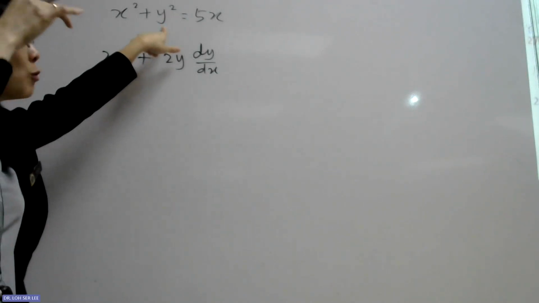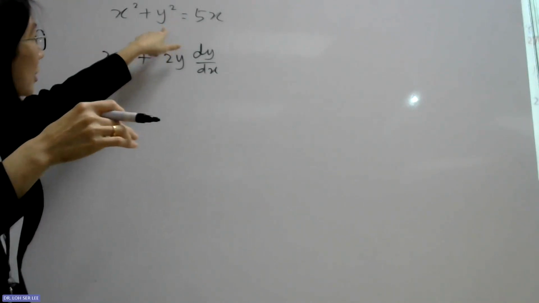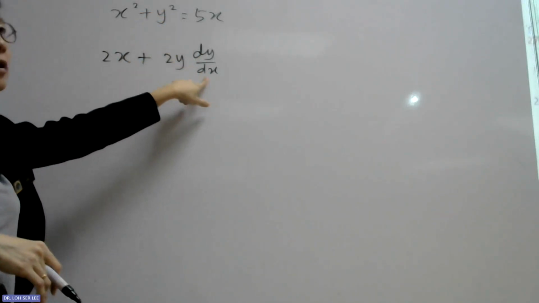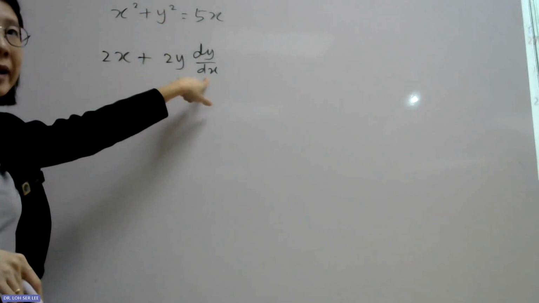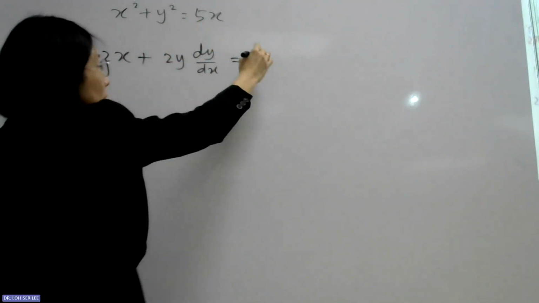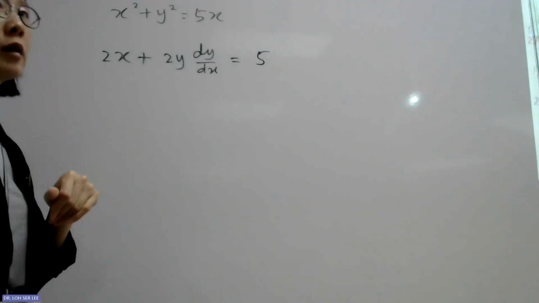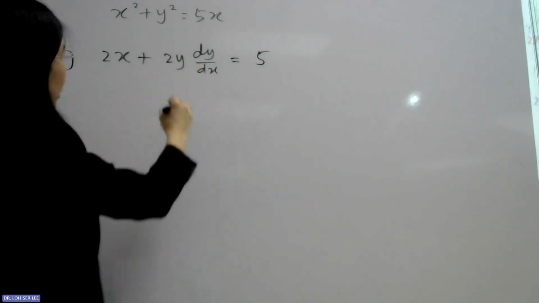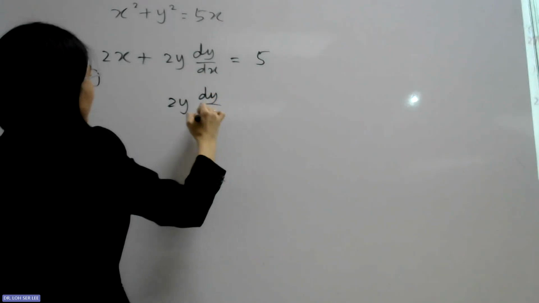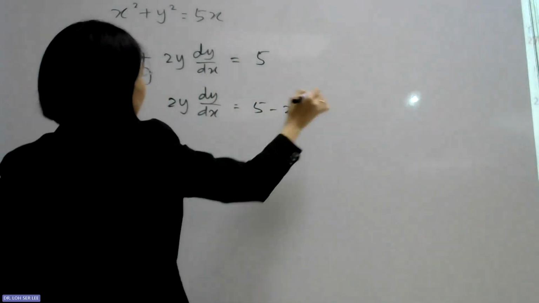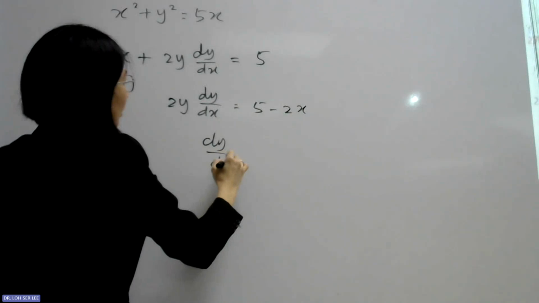Whenever you differentiate a y function with respect to x, you differentiate as usual with respect to y, but followed by an extra term of dy dx. Equals 5. Okay, we want to find dy dx. So we want this term to stay on the left. 2y dy dx equals this one moved to the right. Then we can get the dy dx.